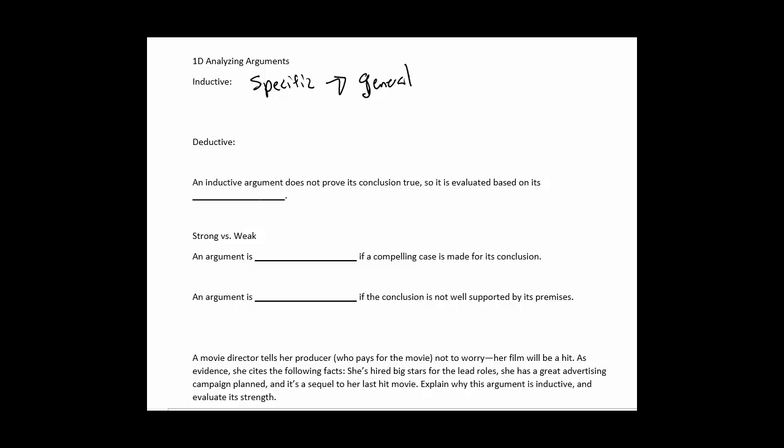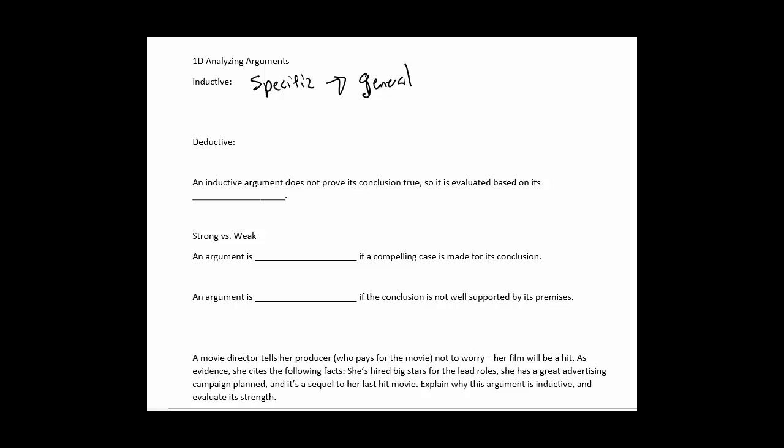Okay, things like if I look out in the world and I see something fly past me, and it's a hummingbird, and I look and I see a cardinal, and I look and I see a bluebird. I've found three different birds that I know for a fact fly, so I might conclude that all birds have to fly then.